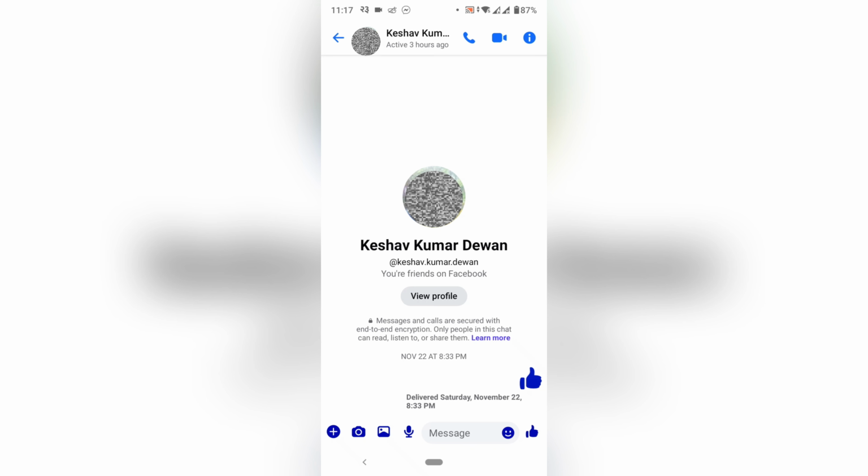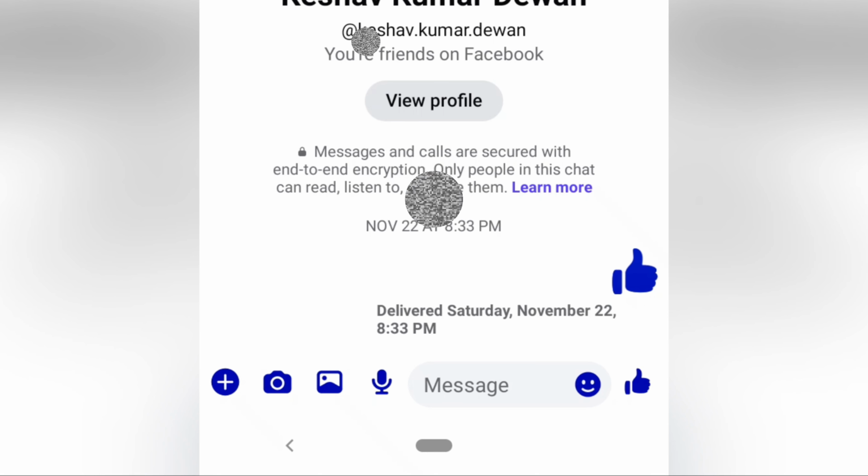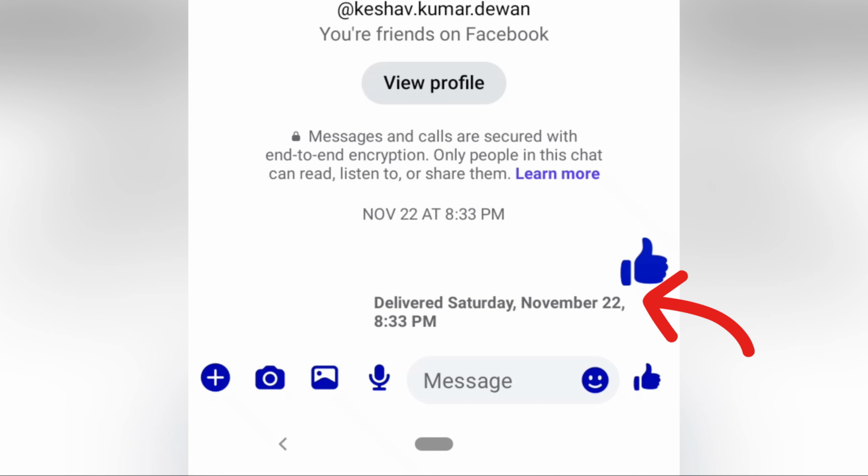If the message that you have sent is written as "Delivered" and a timestamp, it means the message has been sent and delivered to the recipient, but the recipient has not yet opened your message, and the message has not been read.